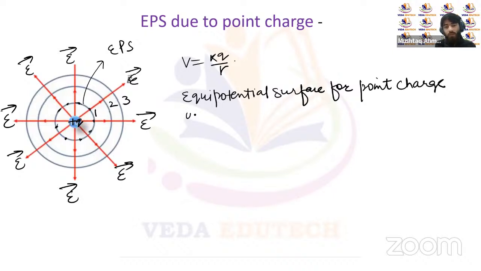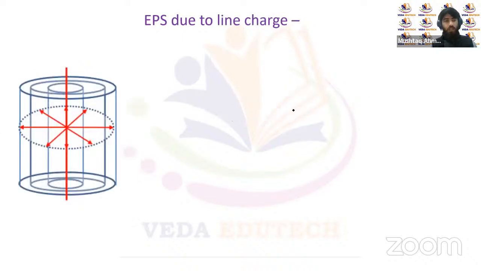For point charge it will be a sphere, right? So the conclusion here is that for a point charge, the equipotential surfaces are spheres in nature, right? So let's see the equipotential surfaces due to an infinite line charge.